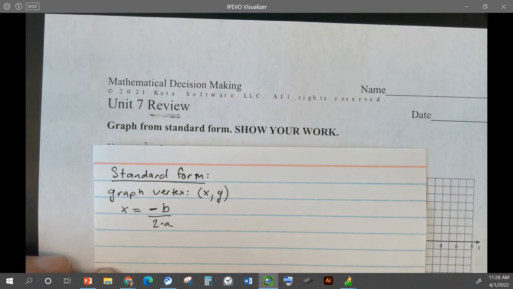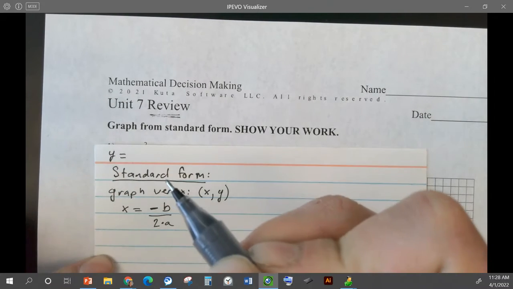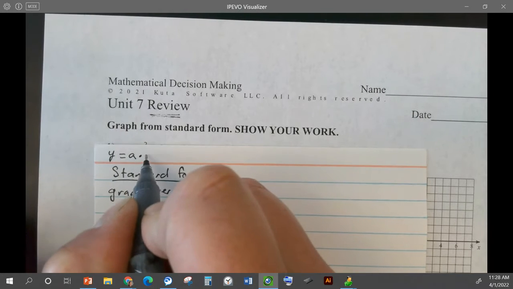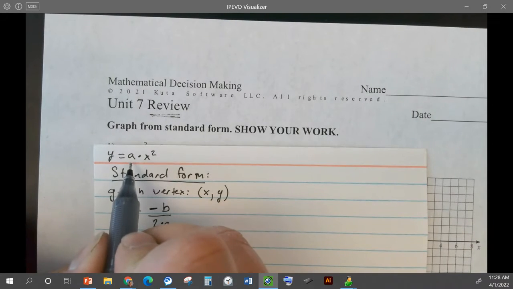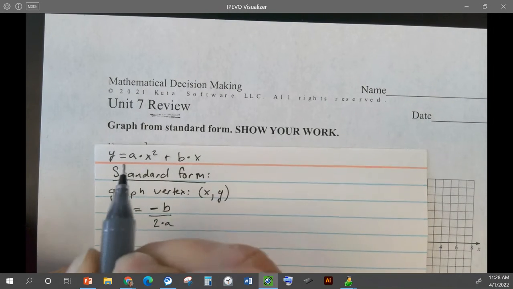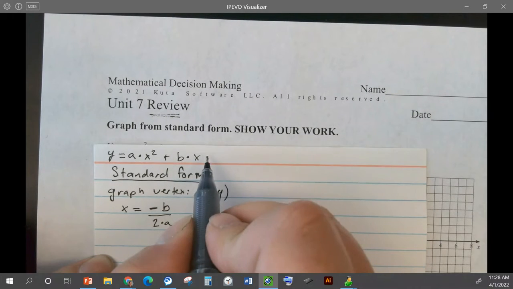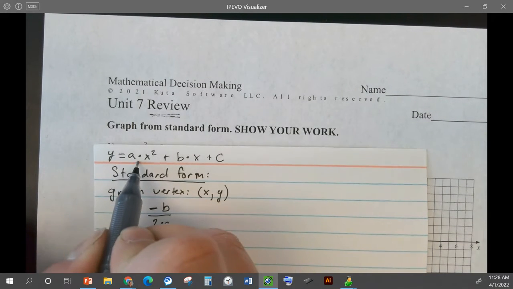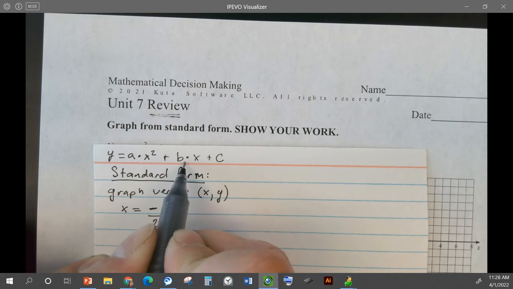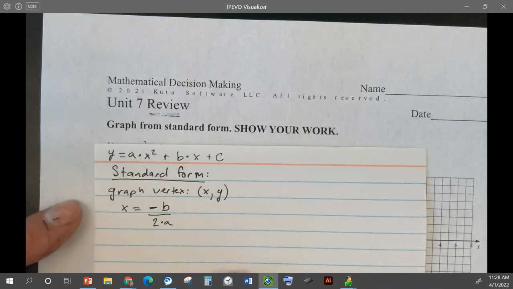And then I might write up here somewhere, I need to remind myself what is standard form. If you know standard form, you probably don't need to write that on there. But if you don't remember what standard form is, you could write a times x squared plus b times x plus c. So the number in front of x squared is a. The number in front of x is b. And the last number is c. We don't really care about c for today.